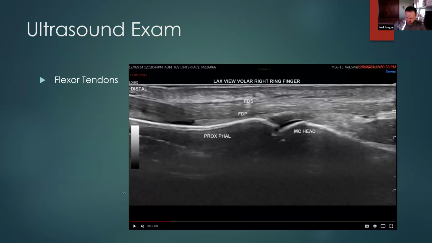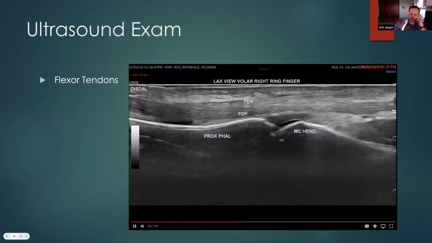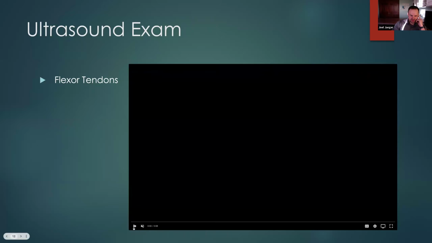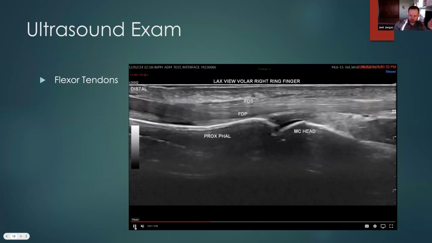So here, this is actually a little bit of a zoomed out view, just for the sake of this talk. I used my medium probe, an ML6-15, for this to zoom out to show you. And what I'm doing is I have the patient place their hand palm up. I've got my probe in one hand. On the other hand, I have my index finger over their DIP joint, and I'm using my thumb on the tip of that finger to passively flex and extend the DIP. And when we do that, we're able to see that flexor digitorum profundus translate right underneath the superficialis. So that's a view of that happening with this zoomed out view.